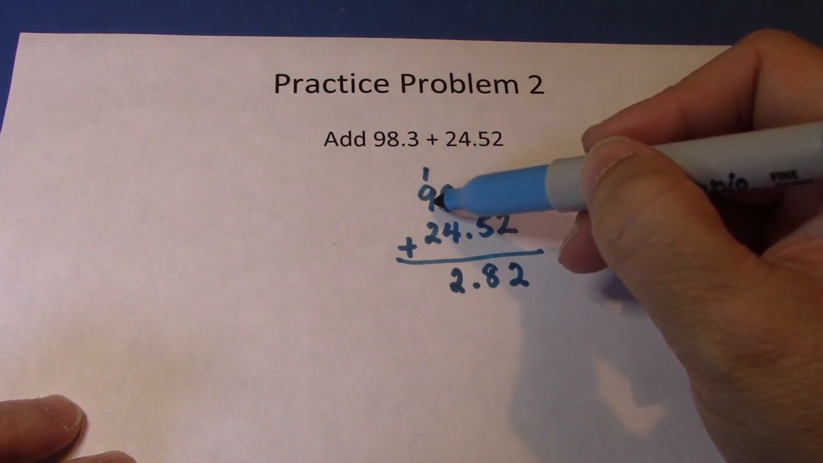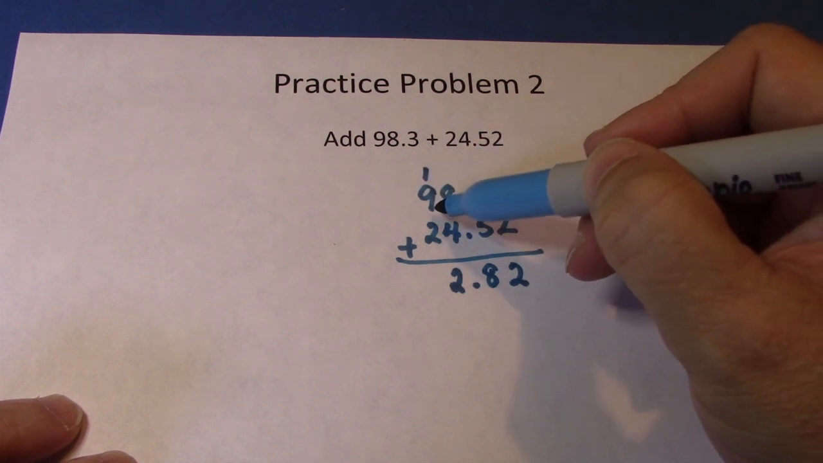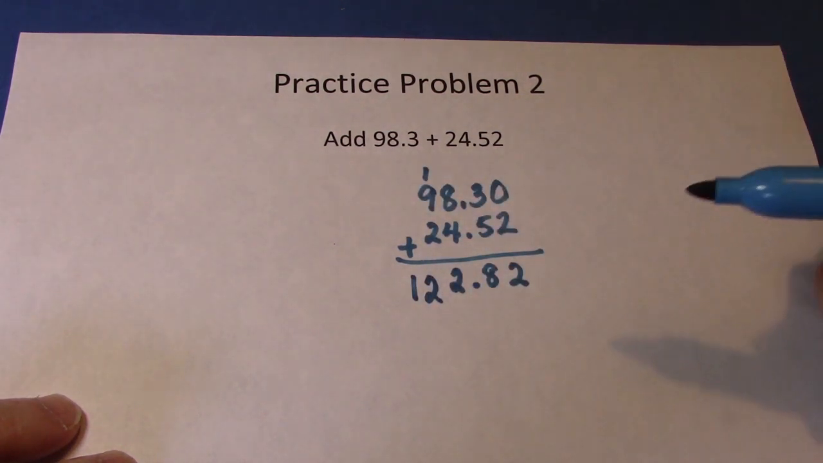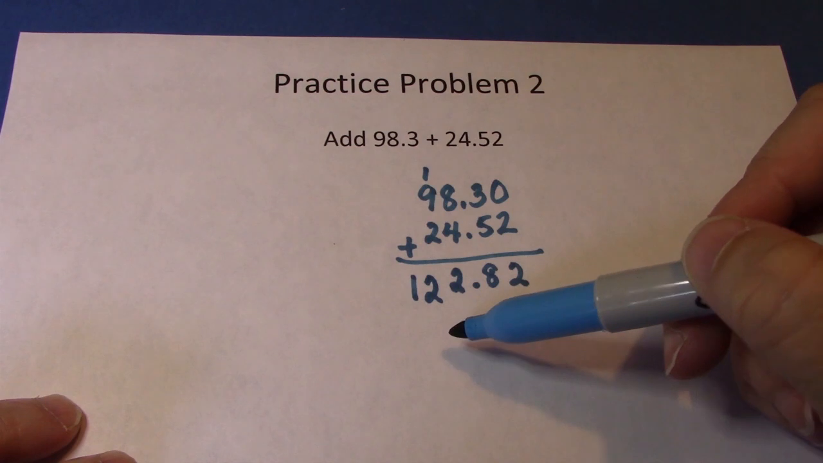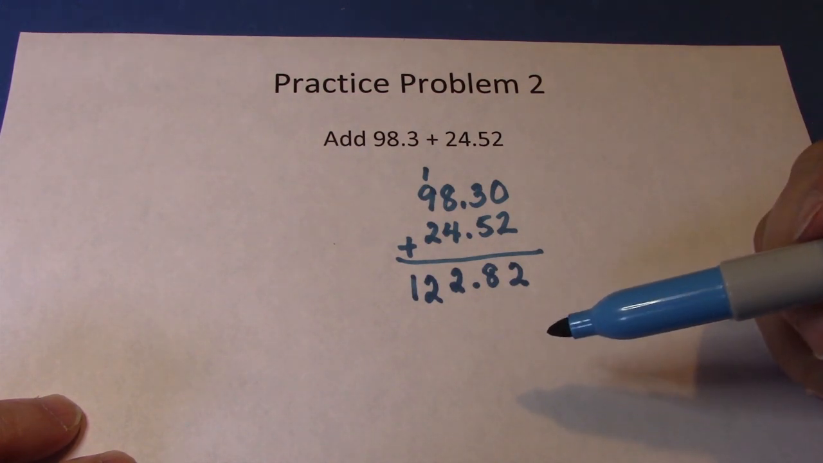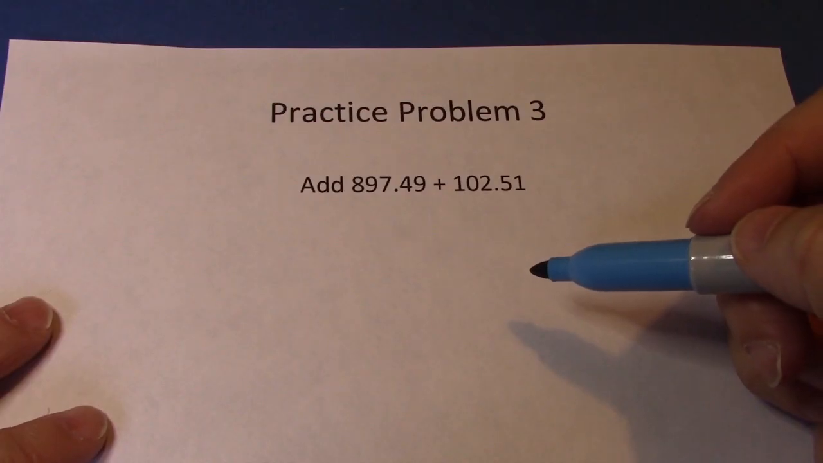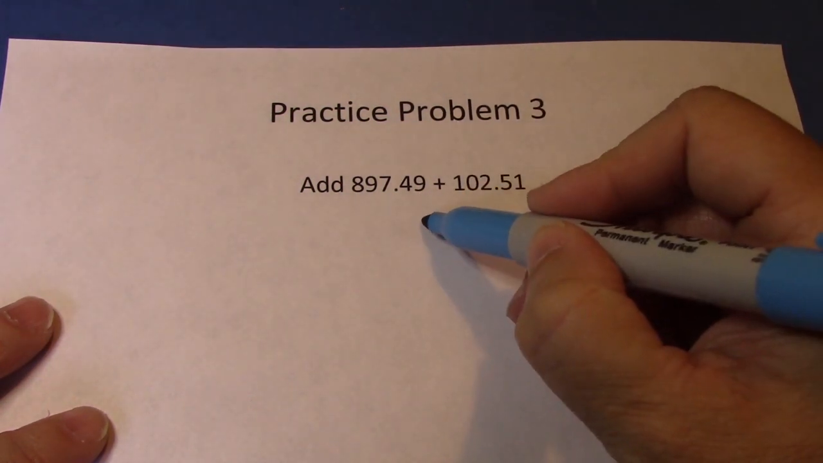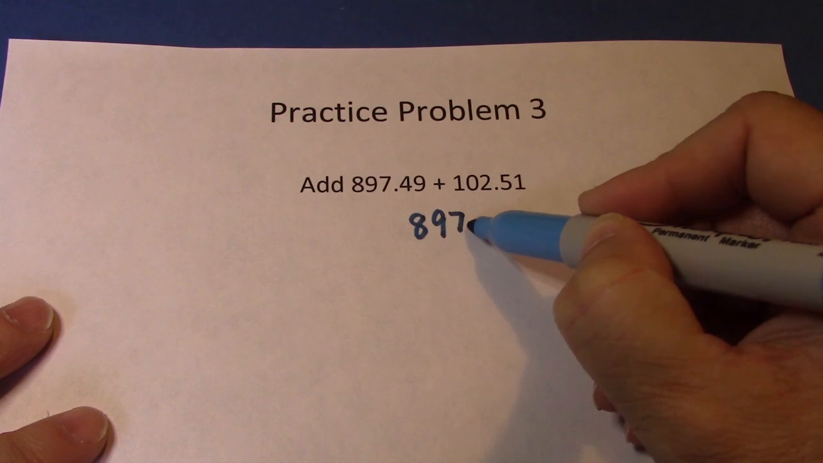Now 1 plus 9 is 10. 10 plus 2 is 12. This time there's nothing to carry because we are done. The answer is 122 and 82 hundredths. Problem 3 is another addition problem. This time we have hundredths and hundredths, so we just need to get these lined up.